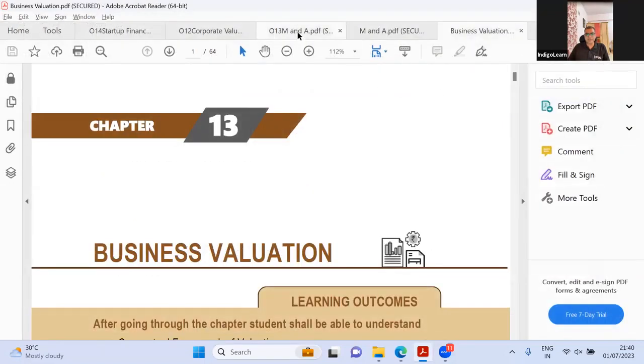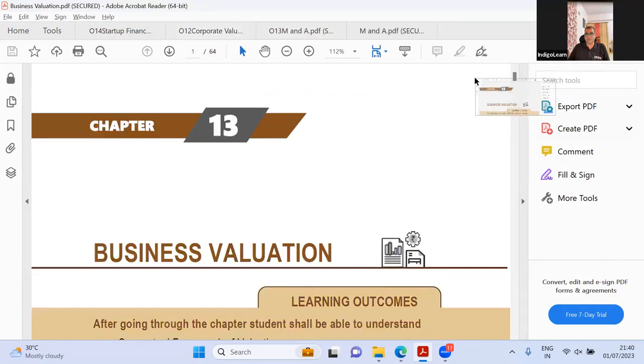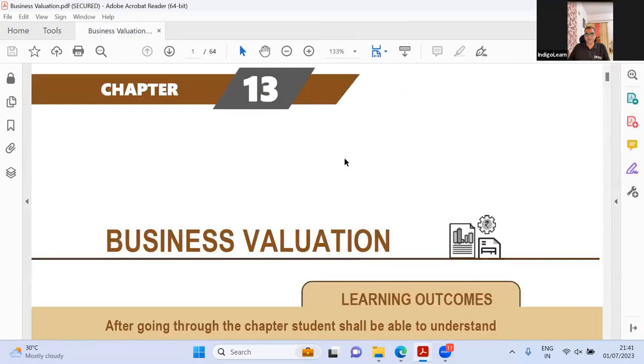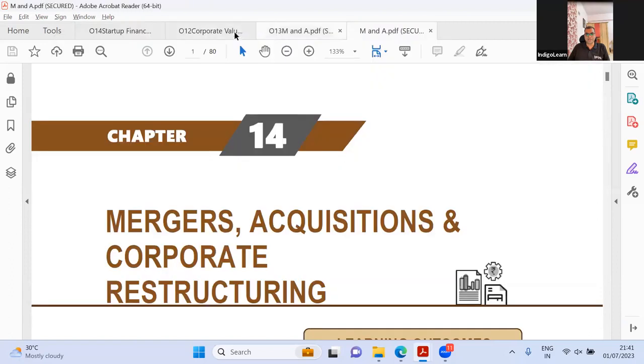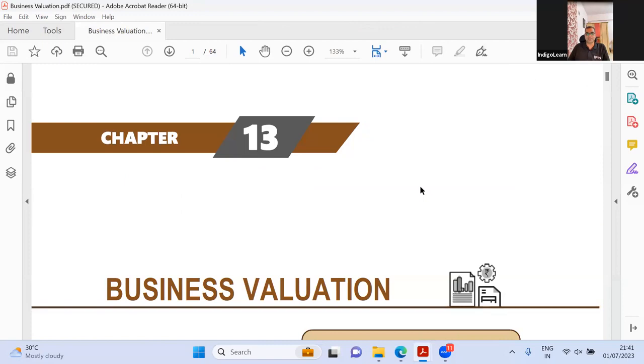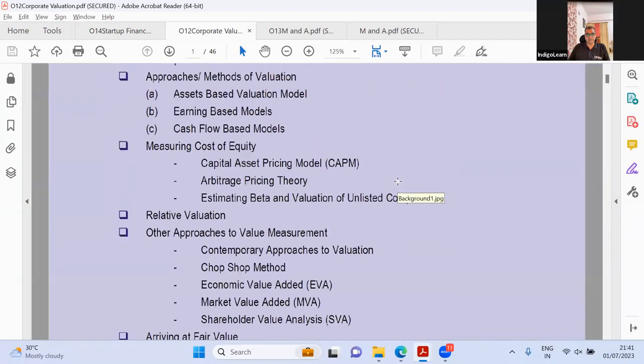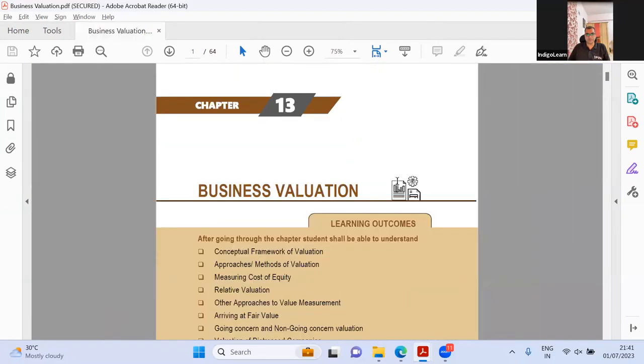Then coming to the next chapter, which is corporate valuation, now called business valuation. The old syllabus is 46 pages, and the new syllabus is 64 pages. There is some change here. Let us see what it is. Cash flow based, arriving at fair value, and so on and so forth. This is as per the old syllabus. Let us see what is there in the new syllabus.